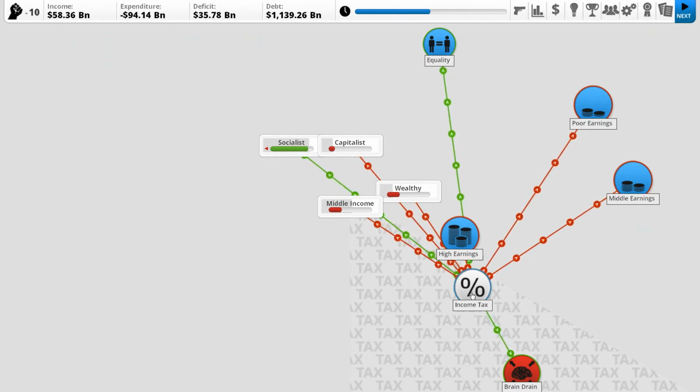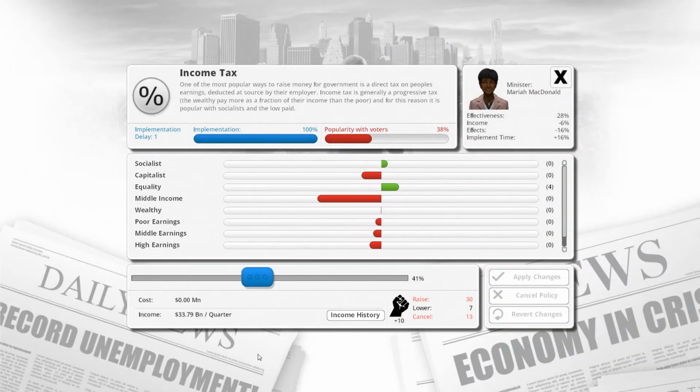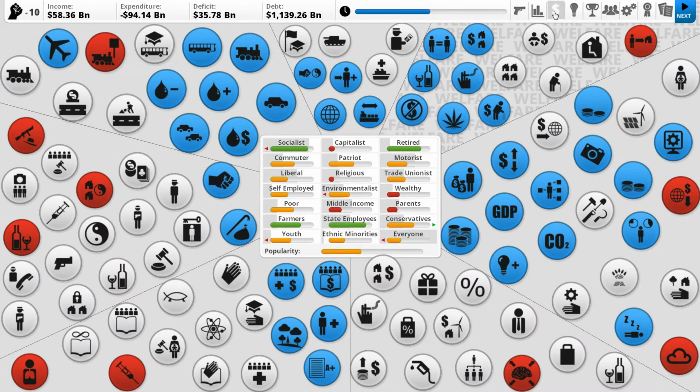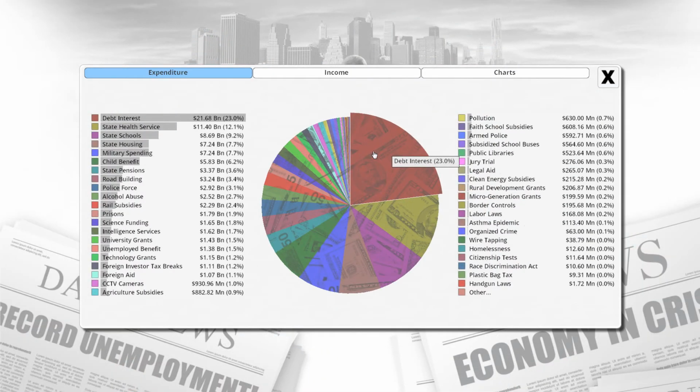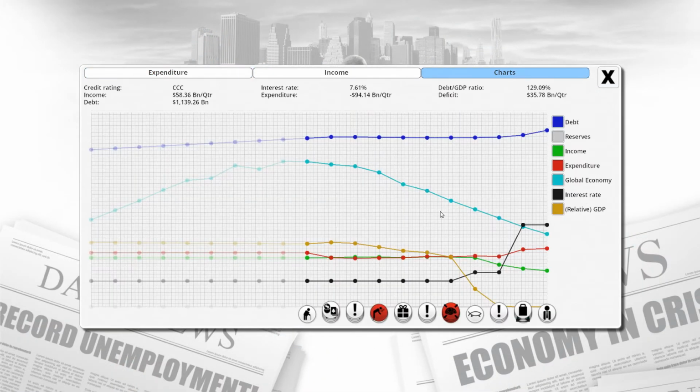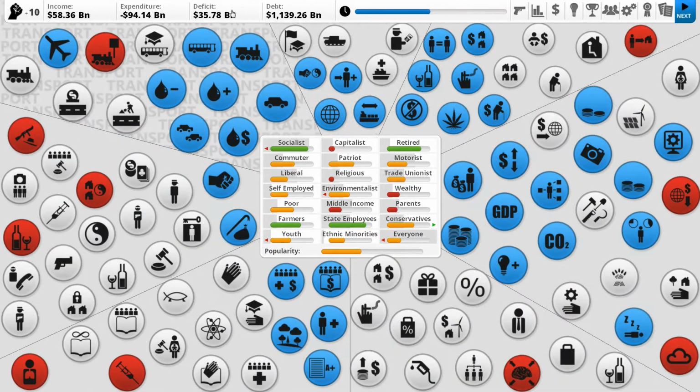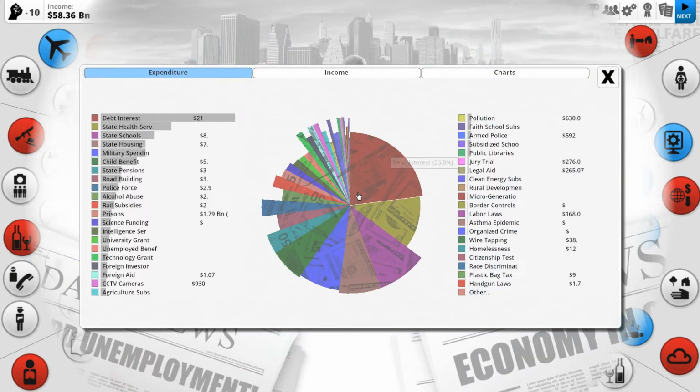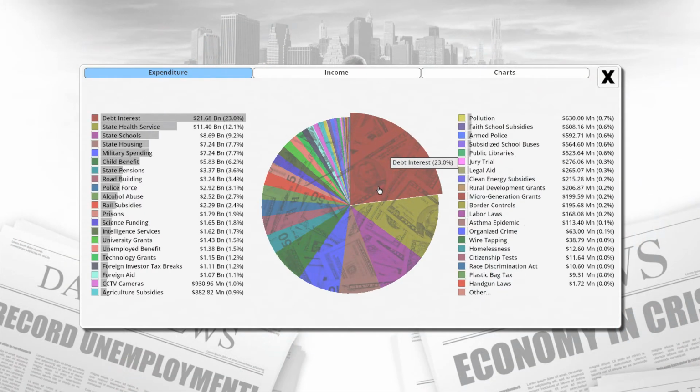Nobody likes it when you raise income tax. But it's so profitable. 41%. That's already really, really high. Let's take a look at some of our expenditure. Debt interest is the biggest thing. No wonder. When Canada actually starts with a lot of debt interest, it's really, really hard to make that go down. It just goes up every turn until you get a surplus and start paying it off.